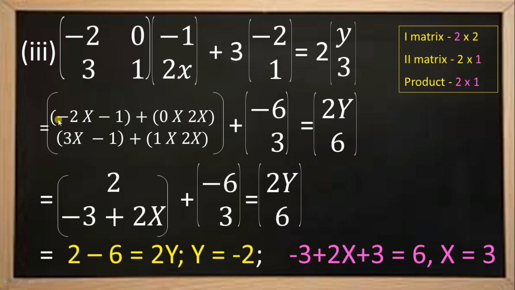In the first step itself, it is continuously done over here. So first, this is the product of these two matrices. Plus is kept as it is. This matrix minus 2 and 1 is multiplied with the real number 3. 3 into minus 2 is minus 6 and 3 ones are 3. This is equal to 2y, 2 3s are 6. The value after calculating the product is equal to 2 and the other one is minus 3 plus 2x. So add these two corresponding elements. Hence, the value of x will be equal to 3 and y will be equal to minus 2.